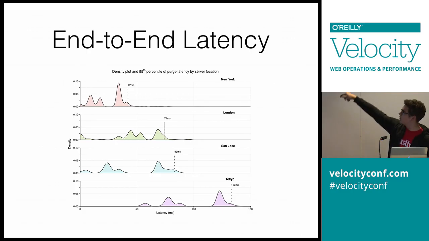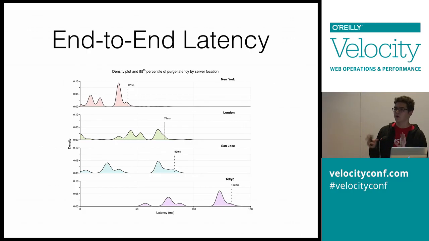We can look at this for all our other data centers. New York is really centrally located, and network latency is only about 50 milliseconds maximum to anywhere else. And so we see purge latency be about 40 milliseconds on the 95th percentile. London and San Jose are a bit farther from each other, so the purge latency is about 80 milliseconds on the 95th percentile. And Tokyo is the farthest away from everybody, and that's about 150 milliseconds.